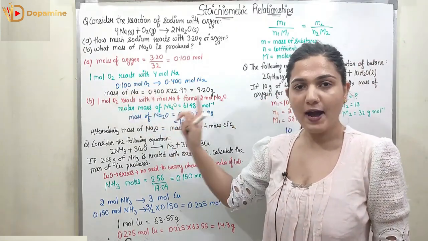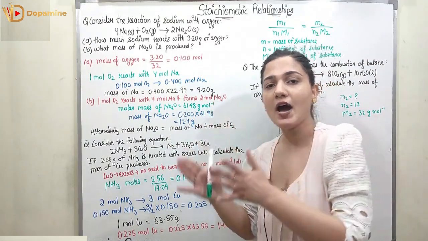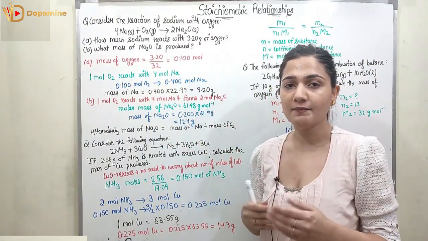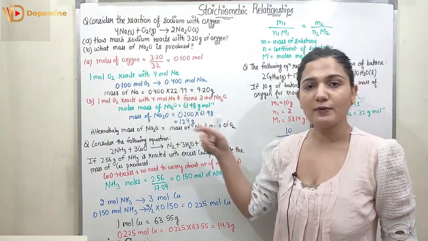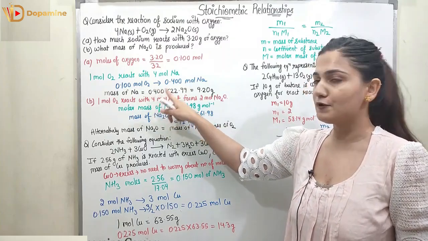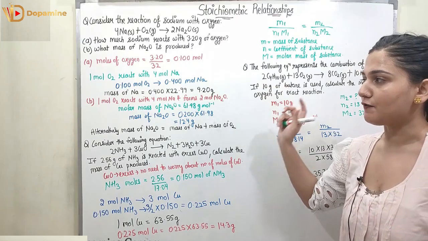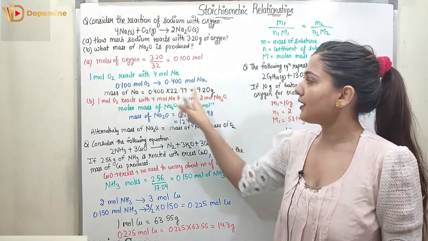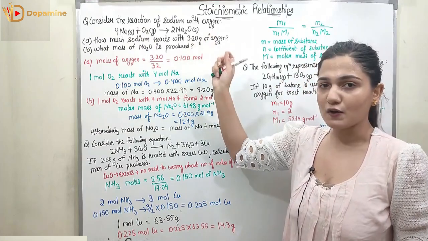We can find out the mass of the sodium. How can we find out the mass? Moles are multiplied with the molar mass of the sodium. We know the molar mass of sodium is 22.99. We multiply it with 0.400 and we get 9.2 gram, which is the mass of the sodium. So 9.2 gram of sodium reacts with 3.2 gram of oxygen.